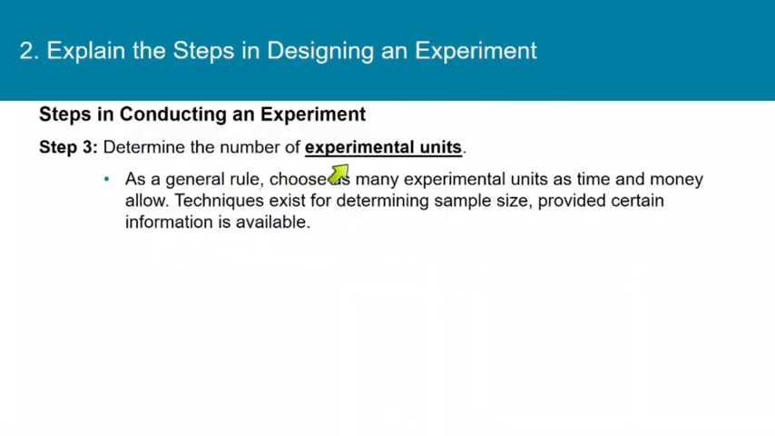Step 3 is to determine the number of experimental units. As a general rule, we choose as many experimental units as time and money allow. Techniques exist for determining sample size provided certain information is available. In general, if you have time and money to spend on more experimental units, then more is better. But of course, we're always limited by time and money. So at some point you have to say, well, I need this many and I really don't need any more.